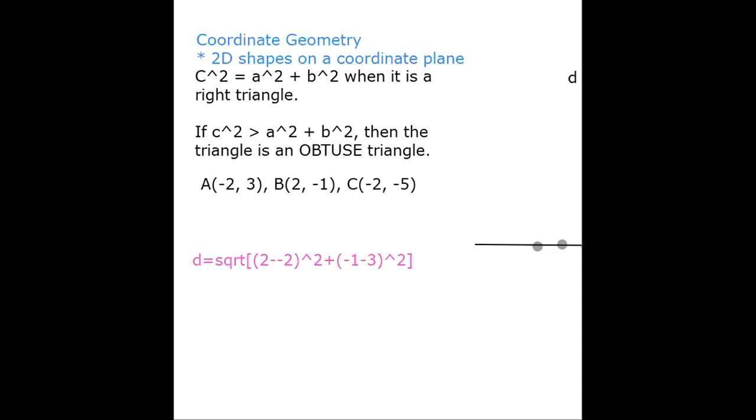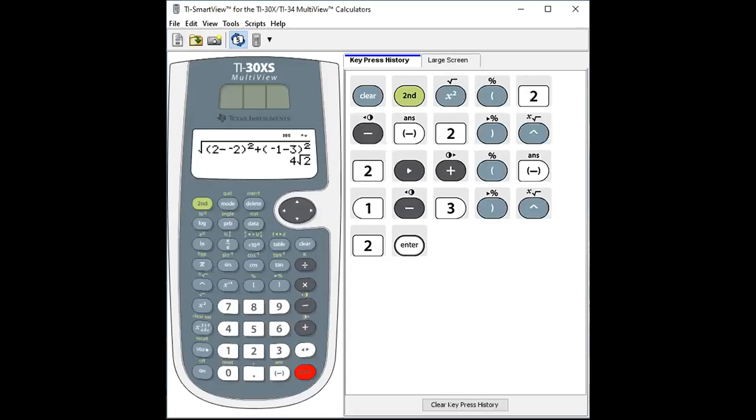2 minus -2, right parenthesis, up arrow 2. You have the directional pad to the right to get off of that exponent line, or you're going to get a really big answer. Left parenthesis, -1, minus 3, right parenthesis, up arrow 2. That is all squared. Then we'll hit enter. And now I will let you look at what we put in on the calculator. So the distance between those 2 points is 4 root 2.